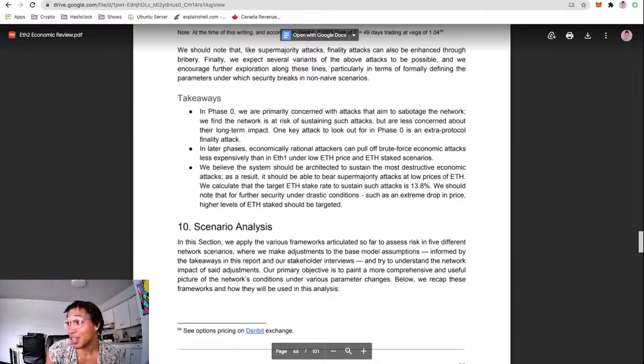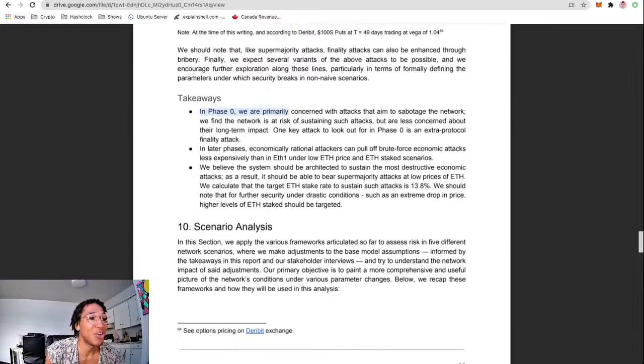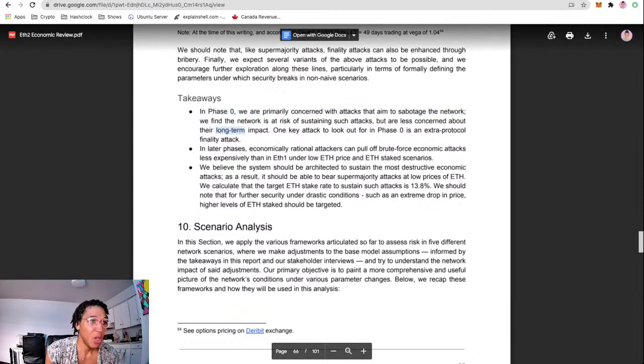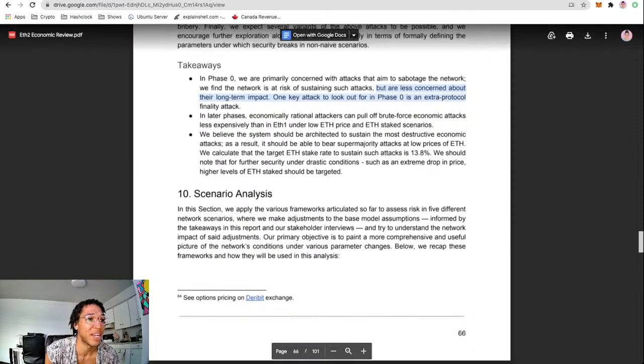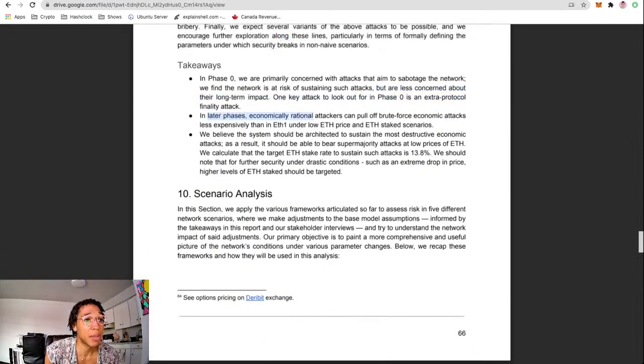Takeaways, quickly, so I can get out and take the dog out. In phase 0, we are primarily concerned with attacks that aim to sabotage the network, and that would take down the ETH price. We find the network is at risk of sustaining such attacks, but are less concerned about their long-term impact. One key attack to look out for in phase 0 is an extra protocol finality attack. In later phases, economically rational attackers can pull off brute force economic attacks less expensively than ETH1 in low ETH price and ETH stake scenarios.